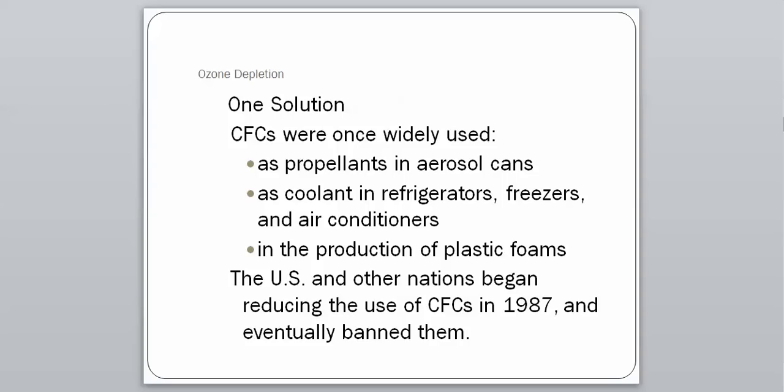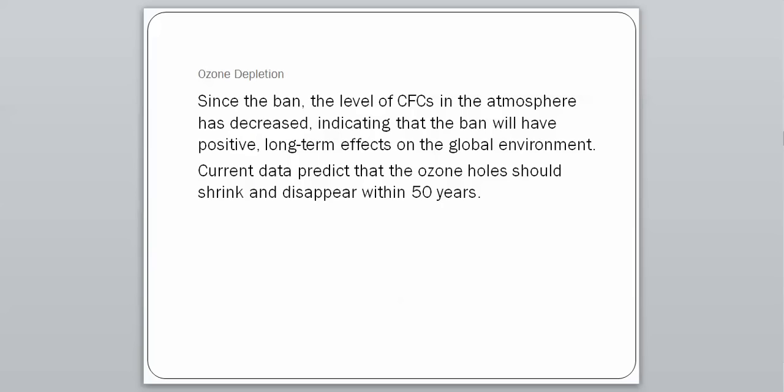The U.S. and other nations began to reduce the use of CFCs, and in 1987 they eventually banned them. So now you cannot use a CFC in anything because it causes such large-scale damage to our ozone layer. Since the ban, the level of CFCs in the atmosphere has decreased, which indicates the ban will have positive long-term effects on our global environment. That's actually a positive outlook for the future, that we've made a change, and it has caused some positive things to occur.